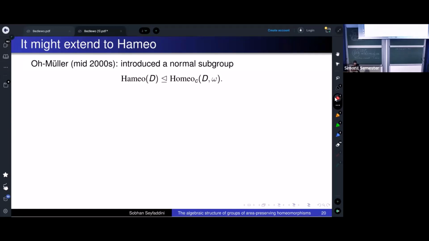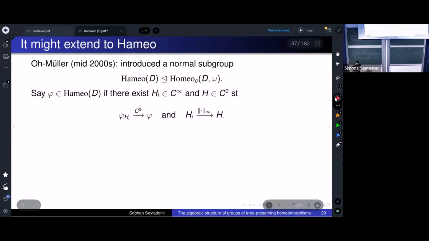I'll give you the definition in a second. It turns out to be a normal subgroup of area preserving homeomorphisms. The hope was to show that it's a proper normal subgroup, but that's not easy to show, but it has a connection with the Calabi invariant too, as you'll see. So here's the definition of this group.